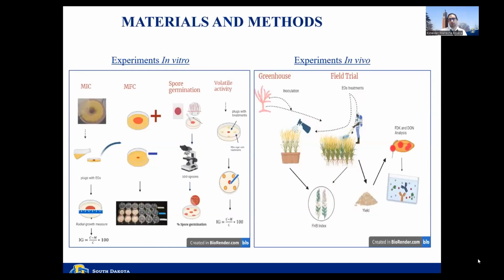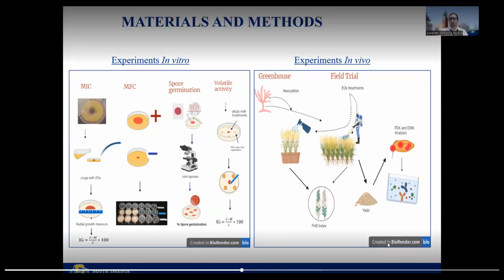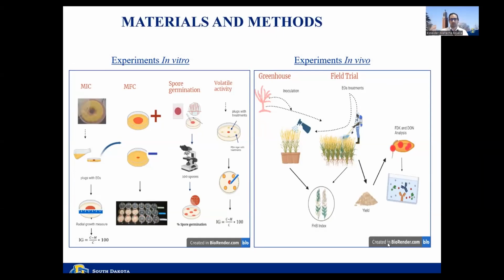This is part of our experiment. We started first with an experiment in vitro where we tested the minimal inhibitory concentration, the minimal fungicide concentration, the spore germination, and the volatile activity of several essential oils, compounds, and commercial products with essential oils. After identifying the minimum inhibitory concentration, the concentration that controlled the fungus in vitro, we increased that and made some experiments in the greenhouse. And finally, with those concentrations tested in the greenhouse, we tested those in the field trial.